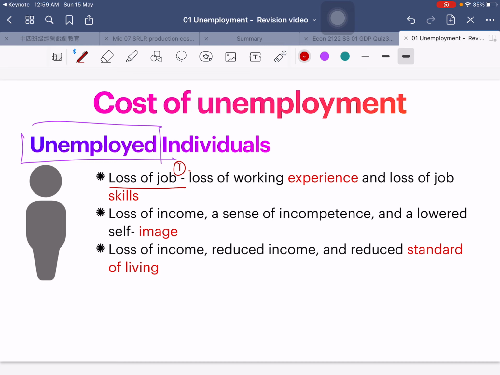They lose their job, 1 mark, and the other mark is explaining why these unemployed people are more likely to lose their job, because their working experience cannot be accumulated. They cannot train their skills. They can gain more experience by working. So later on in the future, their chance to get a new job is less likely.